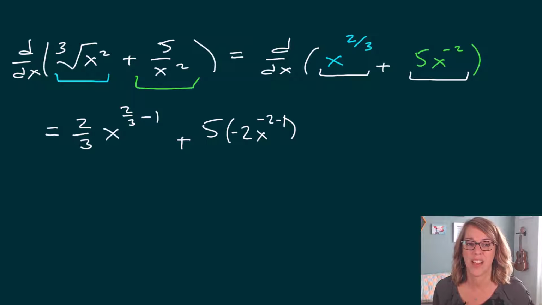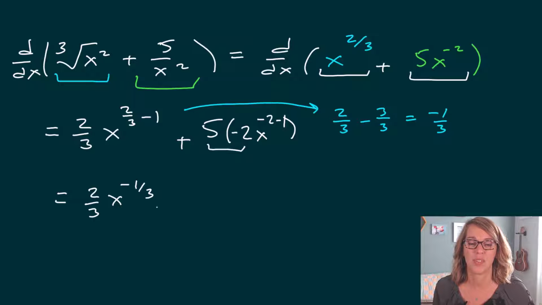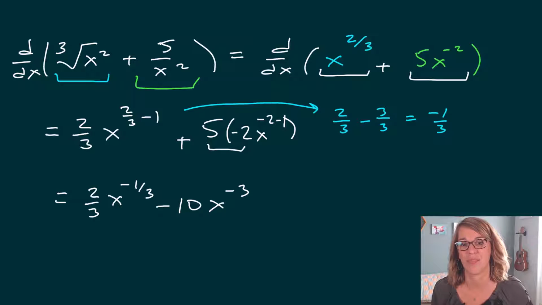Let's do some simplifying here. 2/3 minus 1 is 2/3 minus 3/3. 2 minus 3 is -1/3. So I end up with 2/3 x to the -1/3. 5 times -2 is -10 x. -2 minus 1 is -3.